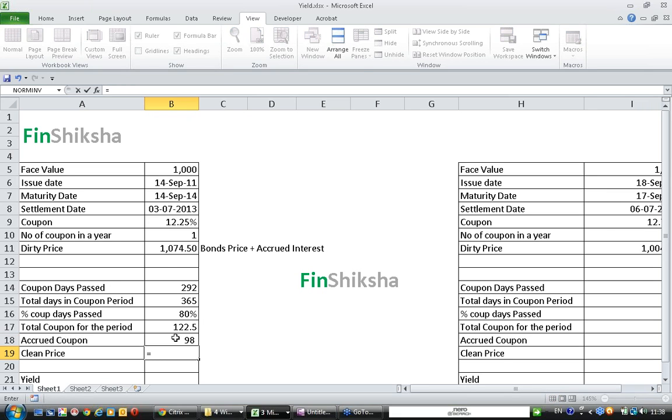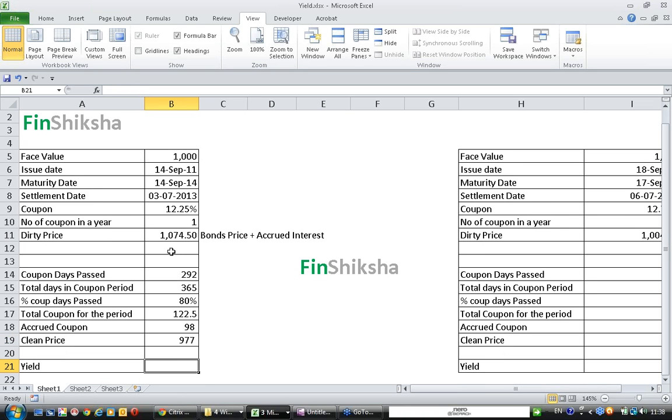So the clean price is nothing but the dirty price minus the coupon. So the clean price is only 977. 977 is the price of the bond. The remaining 98 is accrued interest. So to calculate yield, you have to always use the clean price.